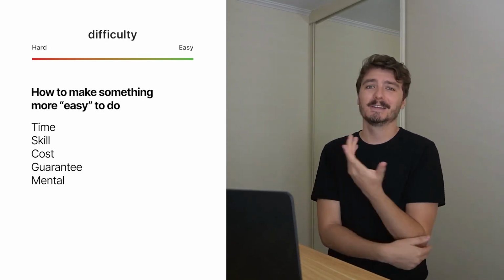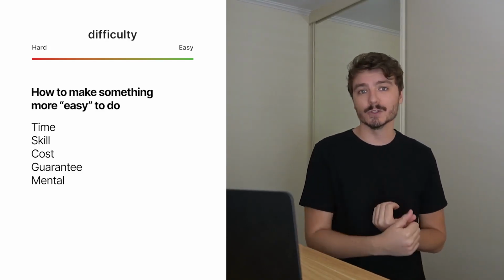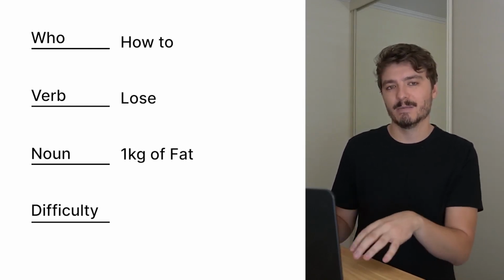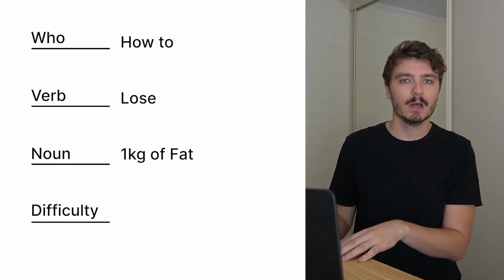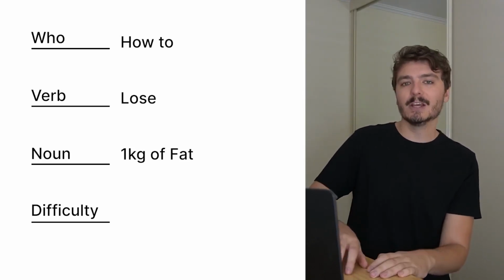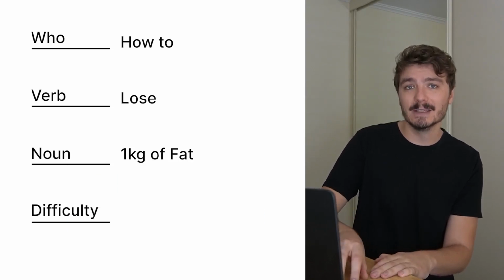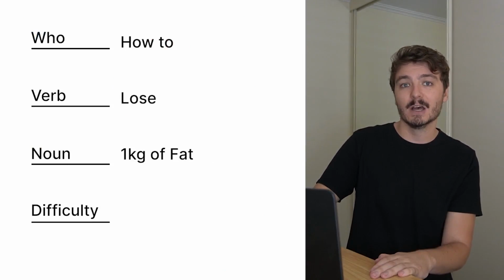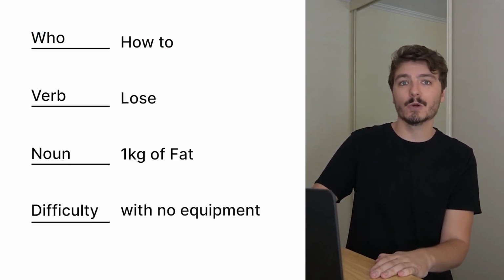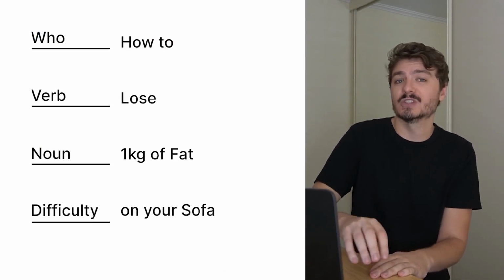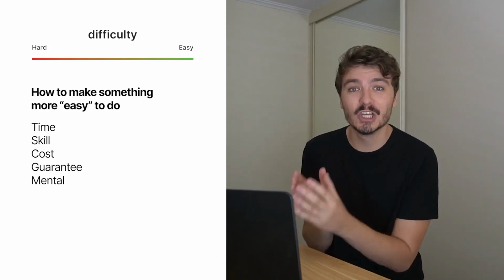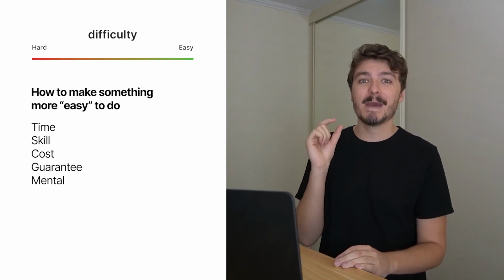So for me, for example, I can't bother buying equipment. It's expensive and stuff like that. So that comes down to cost. So if I saw the title, How to Lose 1 Kilogram of Fat, my objection is going to be, well, I don't want to spend money and buy a bunch of equipment. So then a good objection handling to make this sound easier would be how to lose 1 kilogram of fat without buying equipment, or with no equipment, or at home, or on your sofa, or something like that. That would be tackling the deep down objection that I have for clicking on that video. And the more you understand your audience, like the deep down psychology of your target audience, the better objection handling you can have in your title, aka making it sound easier.